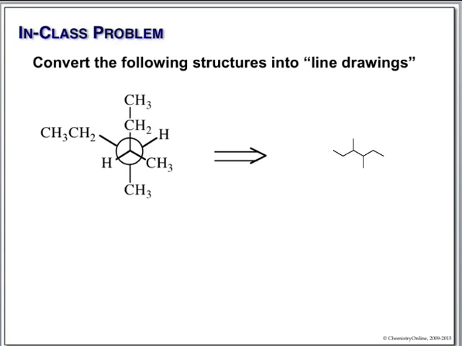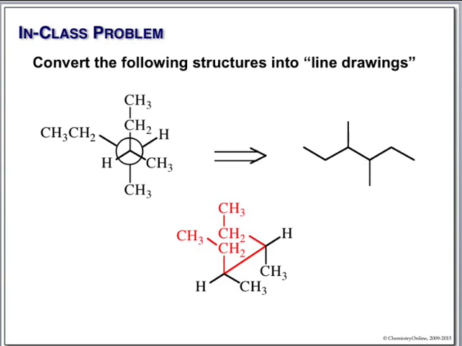Now I've shown this stepwise. Sometimes if you have a Newman and you want to untangle it, it's easiest just to take it back to our sawhorse. And now you can see, here's our main chain, 1, 2, 3, 4, 5, 6. And we have 2 methyl groups on carbons 3 and 4. Any questions?